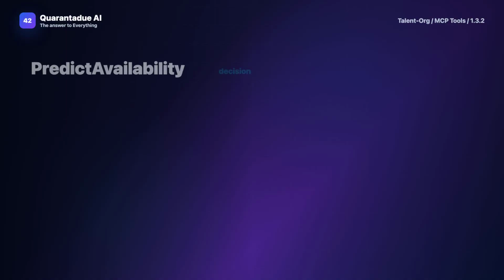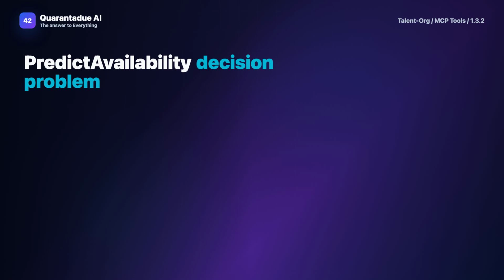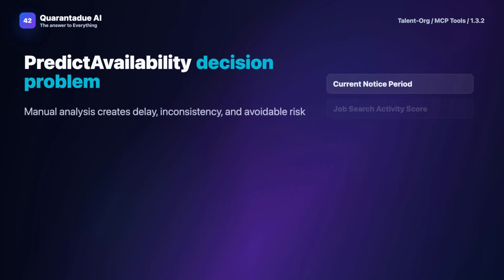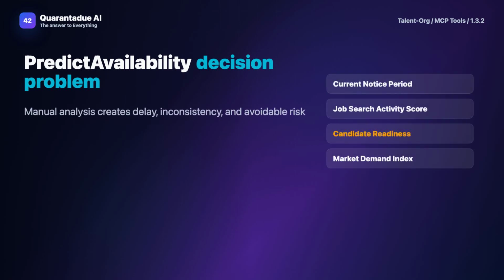In the talent org industry, forecasting relies on outdated methods like manual intuition or simple averages. These fail because markets are dynamic, candidate behavior shifts with seasons, job markets fluctuate, and individual readiness factors are ignored. Generic tools can't adapt, leaving recruiters in the dark.